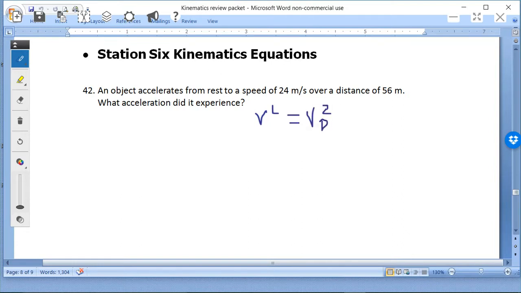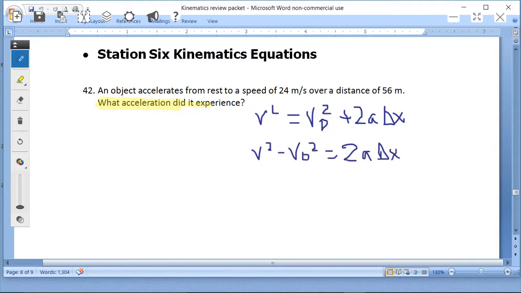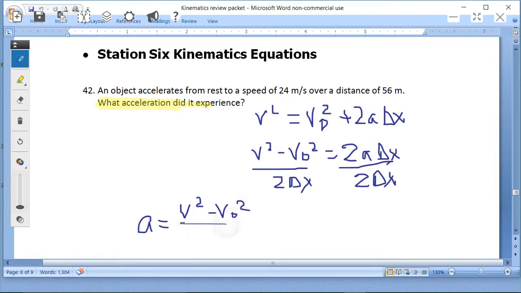V squared is equal to V0 squared plus 2a delta x. The problem says right here, what acceleration? So I know that I need to solve this equation for a. I'm going to subtract v0 squared from both sides to get v squared minus v0 squared is equal to 2a delta x. Then I'm going to divide both sides by 2 delta x. And my expression becomes a is equal to v squared minus v0 squared divided by 2 delta x.